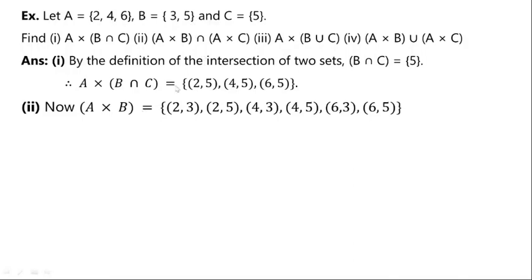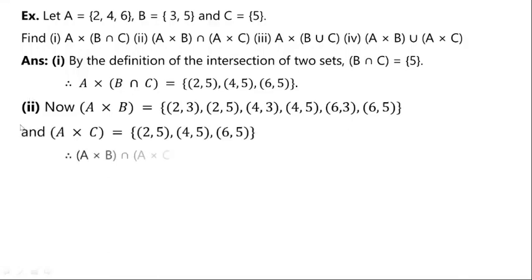Next we have to evaluate A cross C. So how to get that? The first element of A relates with 5. The second element of A relates with 5. The third element of A relates with 5. That makes the set of ordered pairs (2, 5), (4, 5) and (6, 5). So what is the intersection between A cross B and A cross C? That means the common ordered pairs here. Which are they? (2, 5), (4, 5) and (6, 5). So it is your answer.